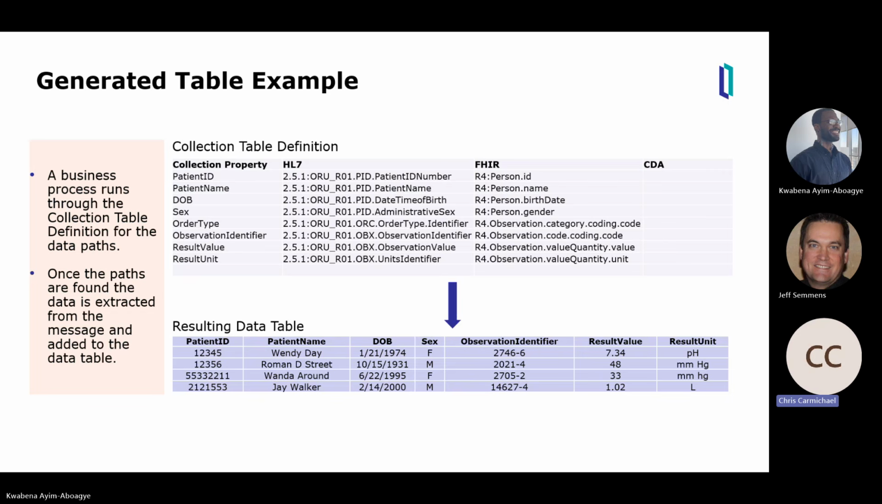So once we have those tables and paths defined, we can have a business process run as the data rolls through the system. The process will take that path and get the data, and then it will populate the resulting data table. So here, the table that's being created has the patient ID, name, date of birth, sex, and so on. But these values come from both HL7 and FHIR. So really, we're kind of schemaless in this data table, if you will. Next, please.